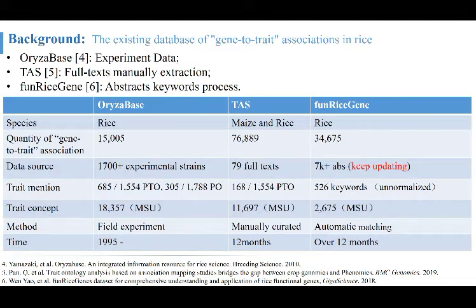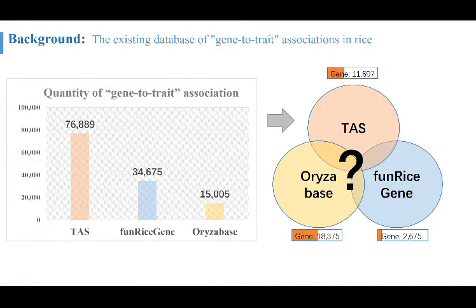The table clearly shows the information of the species, the quantity of associations, the data source, the method, and the time, etc. of the databases respectively. You can see that the TAS is manually curated, so it is time-consuming. However, FranceGene used an automatic way, and its result is highly recognized, but it's just based on a basic NLP method. Here are the details of the 3 existing databases.